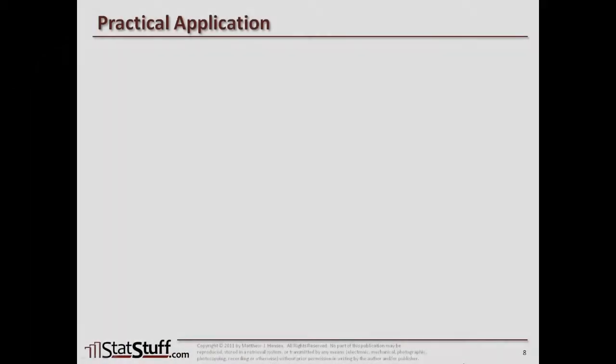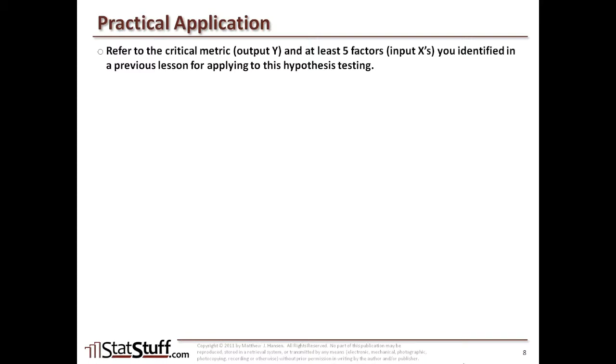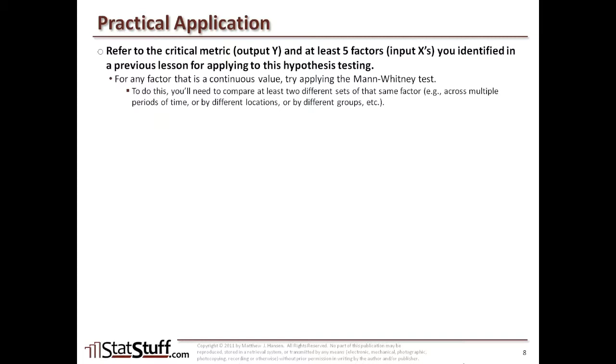All right, before we close this lesson, let's discuss how we can apply some of these concepts in a practical way. I'd like you to refer back to the factors that you identified before for the output Y and input X's that you're going to be comparing for doing all this hypothesis testing. For any factor that is a continuous value, I want you to try to use this Mann-Whitney test. In order to do that, you're going to need to compare at least two different sets of the same factor, like across multiple periods of time or different locations or other types of groups that we talked about before, different locations, operations centers or teams or across states or countries, that kind of thing.